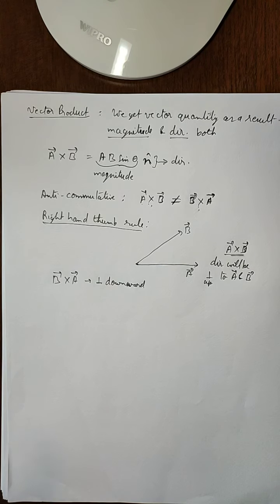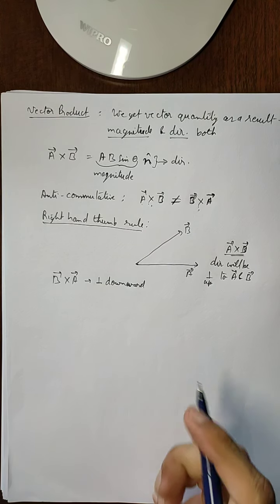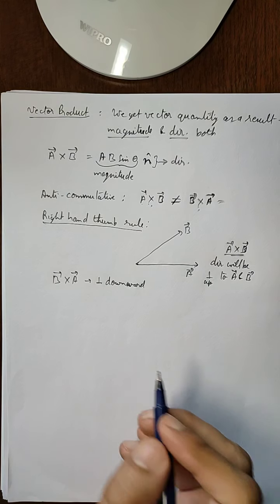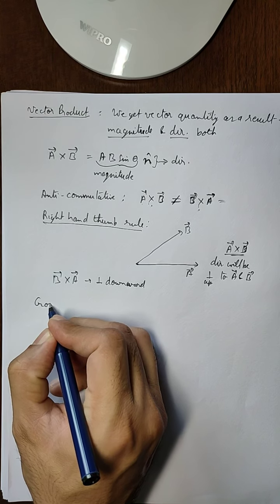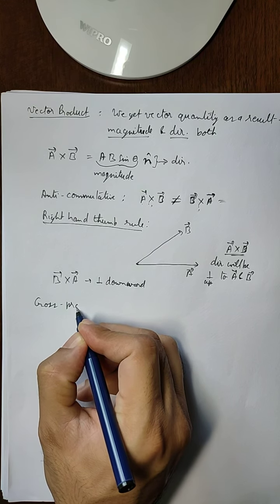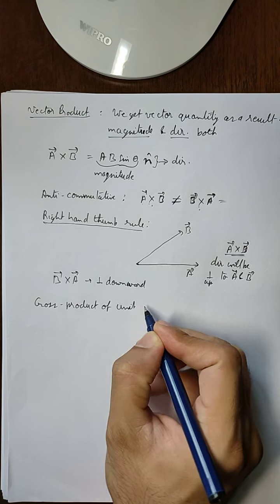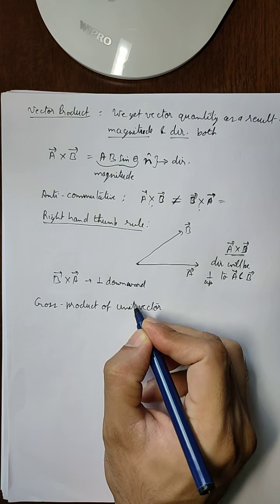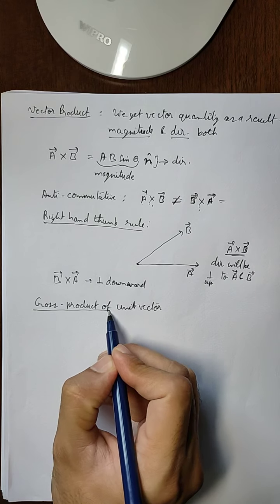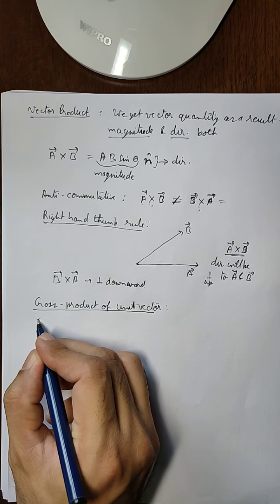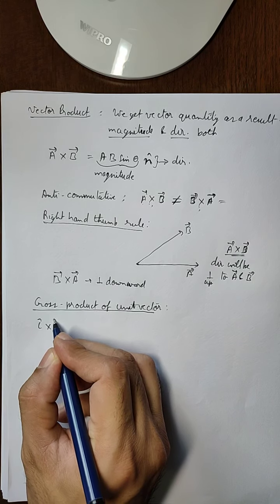So this is how we find the direction of the vector product by using the right hand thumb rule, and this is why they are not commutative. Now let us quickly come to the cross product of unit vectors. We are going to apply the same concept as we did for the vector scalar product. Let us say that we are doing i cap cross i cap.